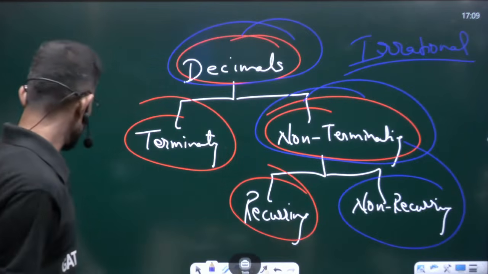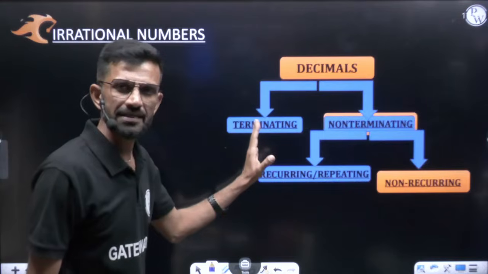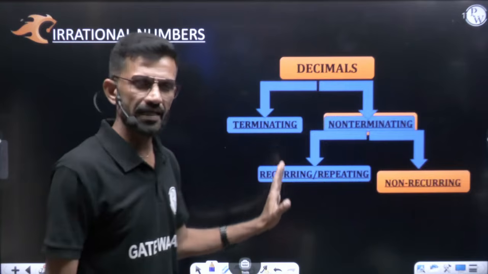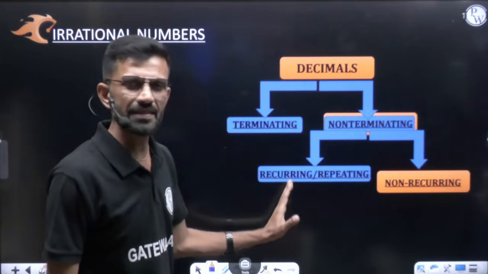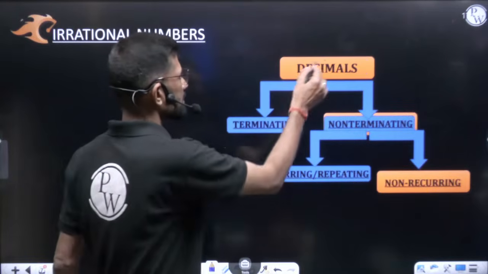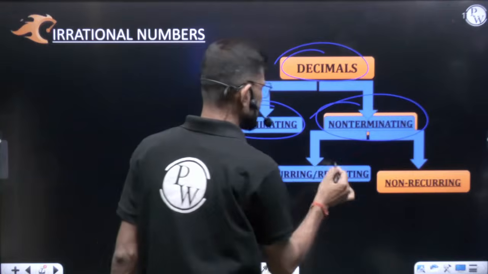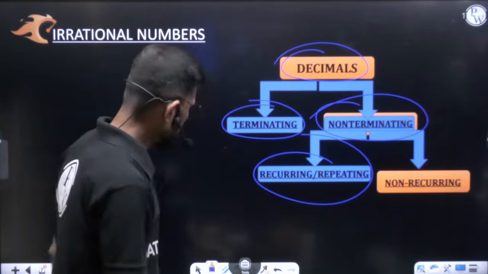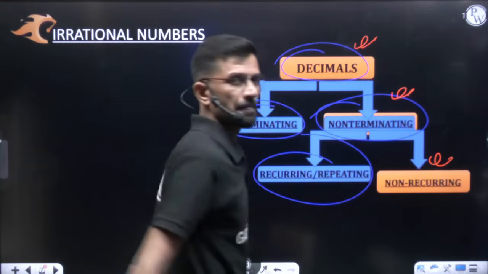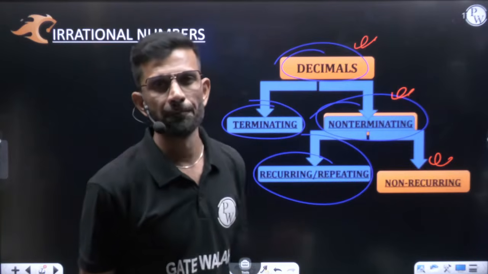Once again, decimals are divided into two varieties. One we call terminating, another non-terminating. Non-terminating decimal, again two varieties. One we call recurring or repeating, another non-recurring or non-repeating. So decimals which are terminating are rational numbers. Decimals which are non-terminating but repeating are also rational numbers. But if a decimal becomes non-terminating and non-repeating, then it will be an irrational number, because for this we cannot find P by Q form.